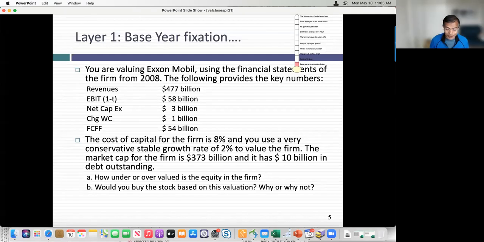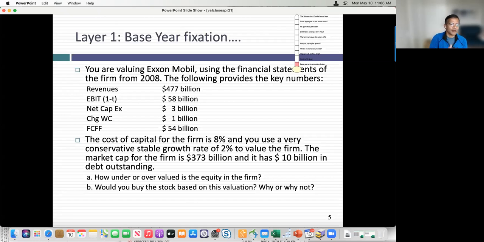Stock's trading at 3. Something wrong here. Either this is the most undervalued stock on the face of the earth, or I'm missing something. So what might I be missing by using last year's cash flow? What drives the cash flows of even a mature oil company?